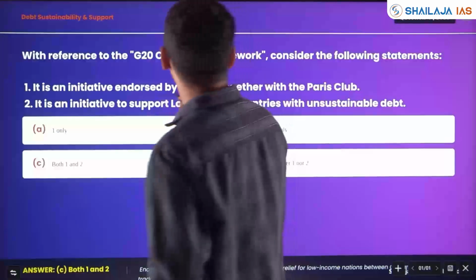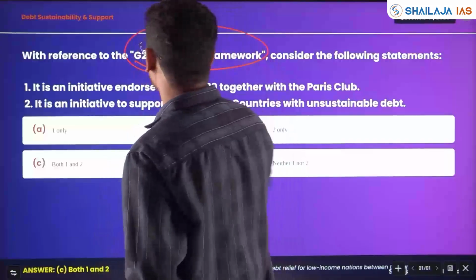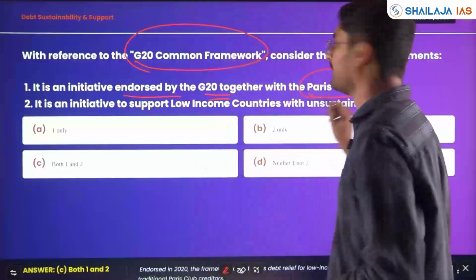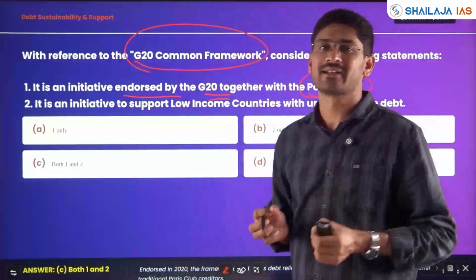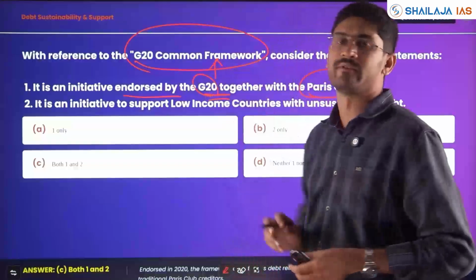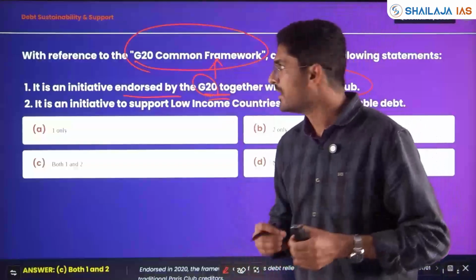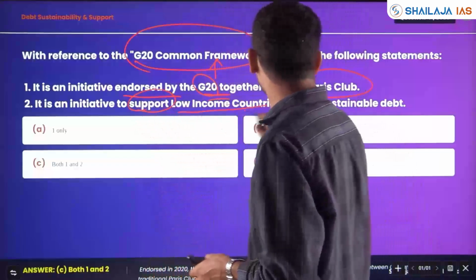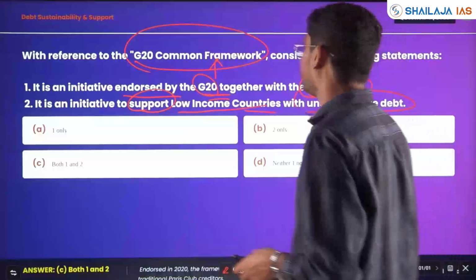It's an initiative. What is the G20 Common Framework? It's an initiative endorsed by the G20 together with the Paris Club. There are wealthy countries called the Paris Club. They and the G20 members endorse the G20 Common Framework. It's economy related with IR. It's an initiative to support low-income countries with unsustainable debt.